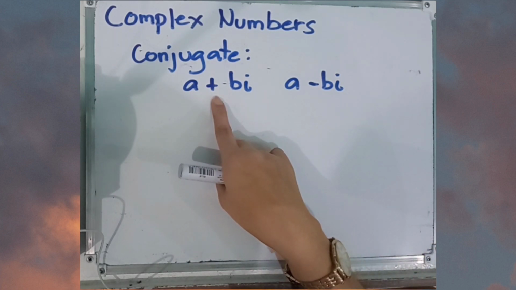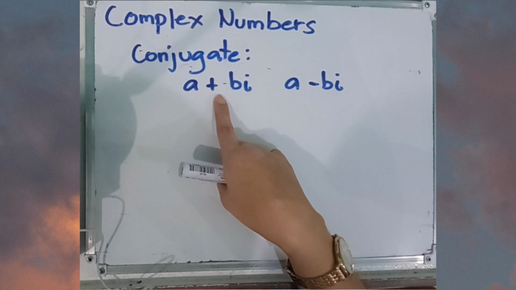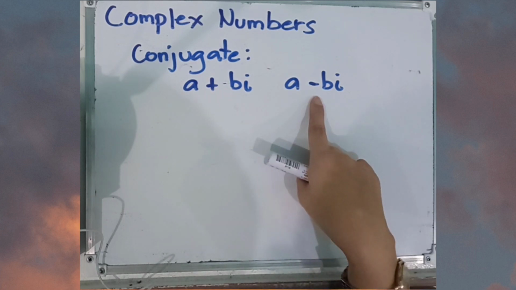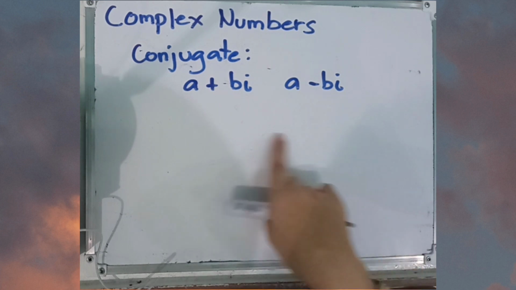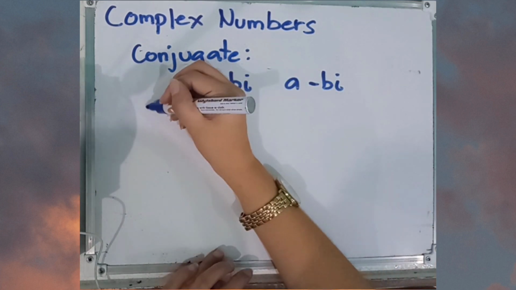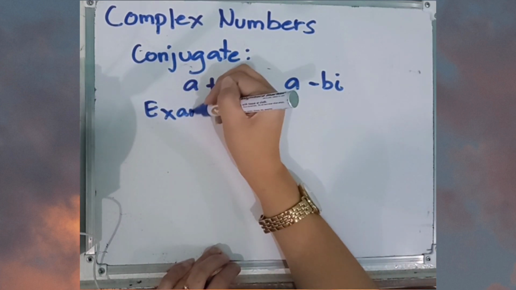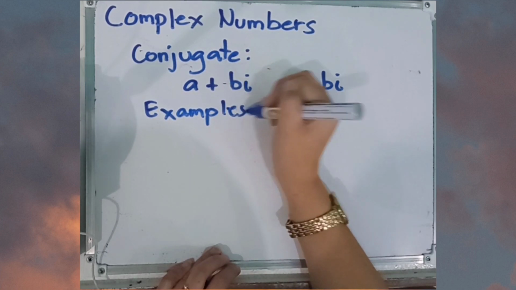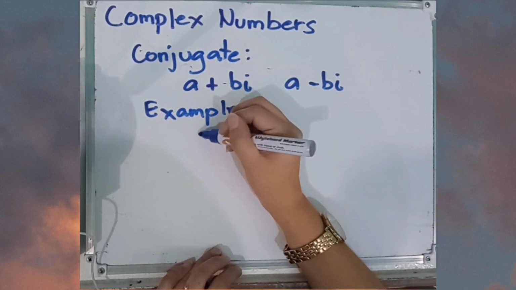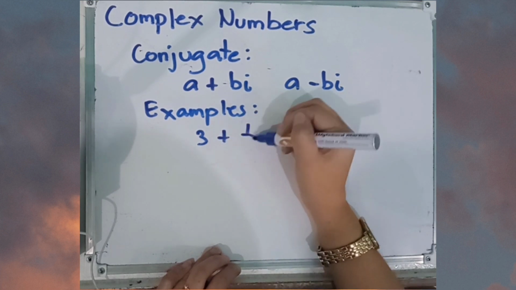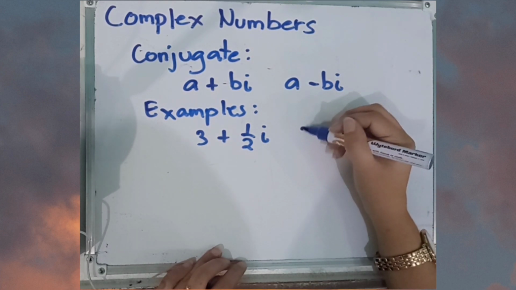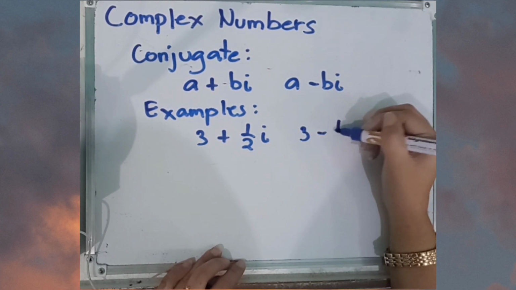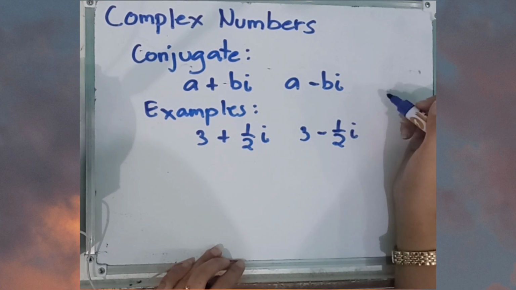So if the imaginary part here is positive, the conjugate should be negative. If the imaginary part is negative, the conjugate should be positive. Let me show you some other examples. So let's say we have 3 plus 1/2 i. What do you think is the conjugate? So the conjugate of that complex number is 3 minus 1/2 i.